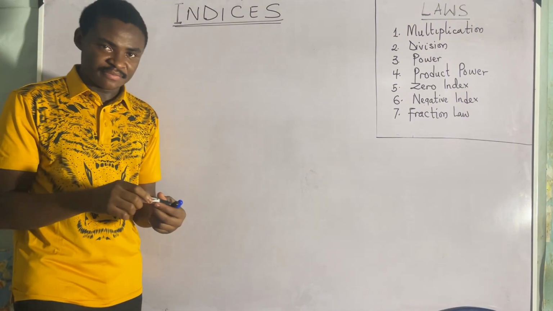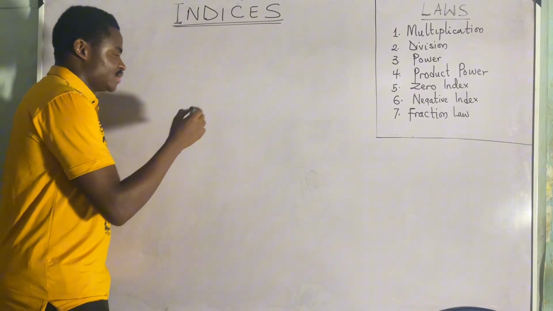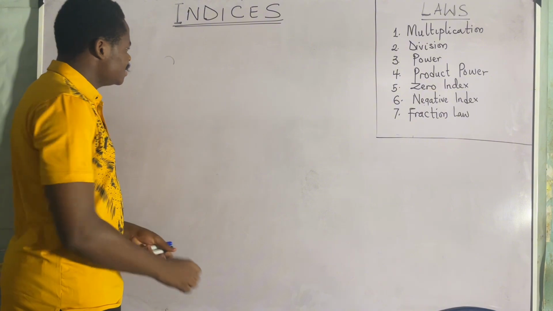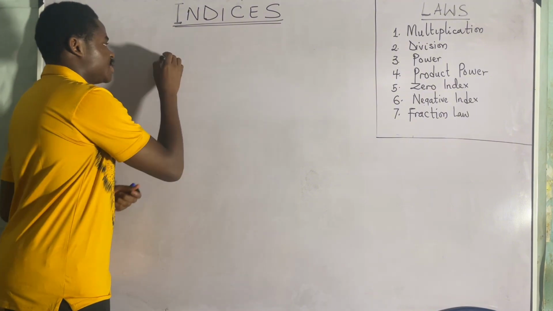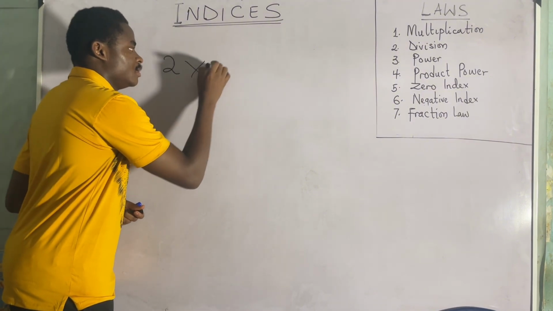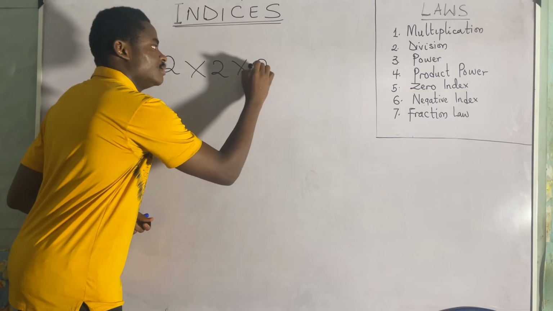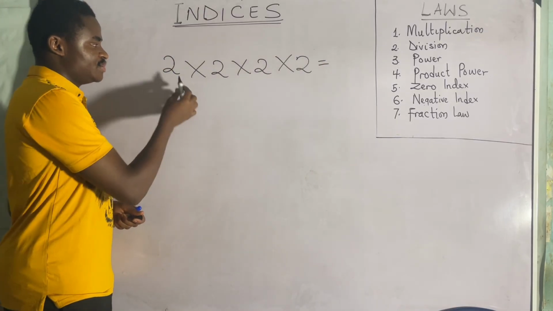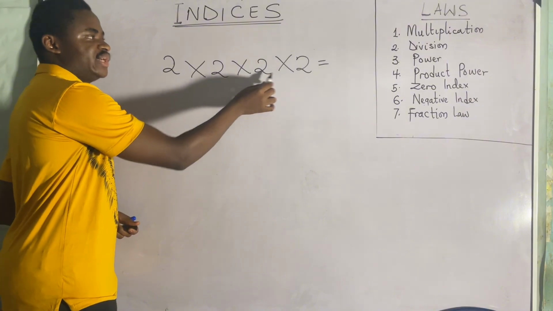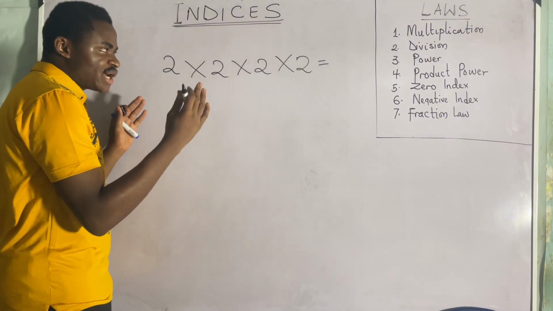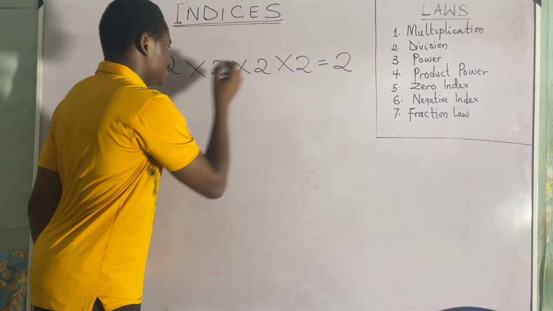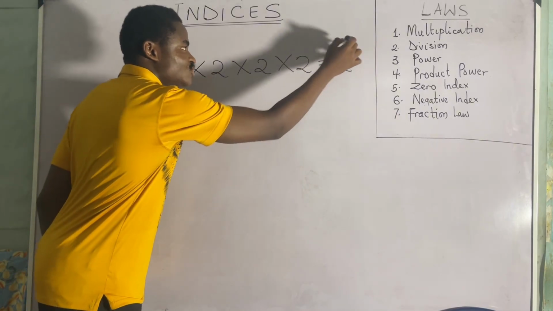Now I give an example. Let's say we have 2 times 2 times 2 times 2. What does that give me? This will be 2 times 2, 4 times 2, 8 times 2, 16. But we can shorten all of this. There are how many 2's here? There are 1, 2, 3, 4 2's.